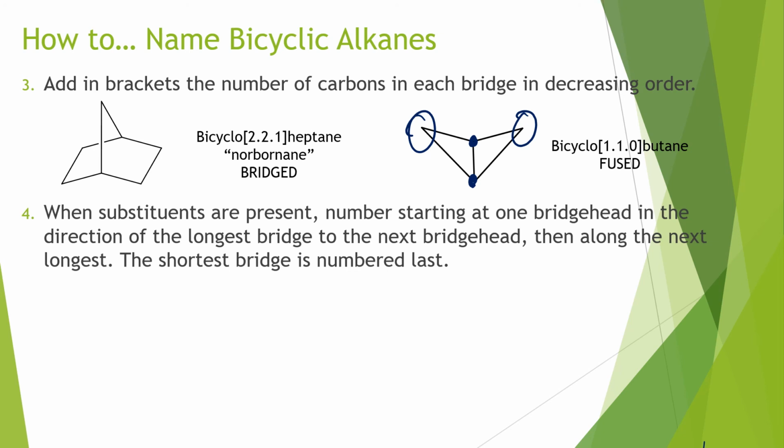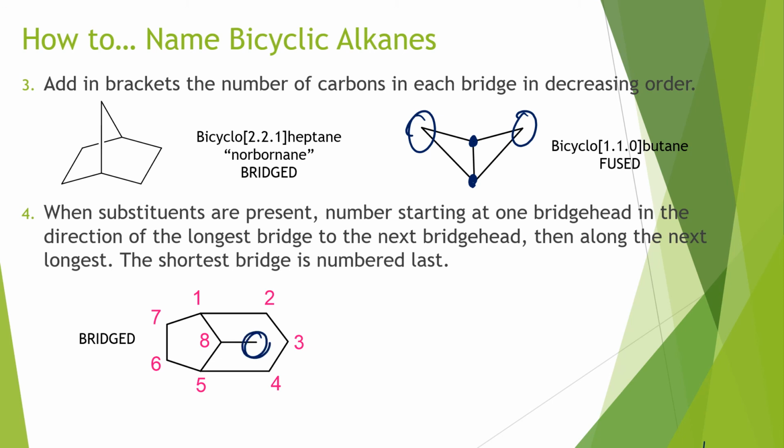When you have substituents present, you number starting at one bridgehead in the direction of the longest bridge, towards the next bridgehead, then along the next longest, and the shortest bridge is numbered last. So that sounds really confusing. Let's take a look at a picture here. It's kind of like creating a spiral. So in this molecule, we have 8 total carbons, and we also have the methyl group.